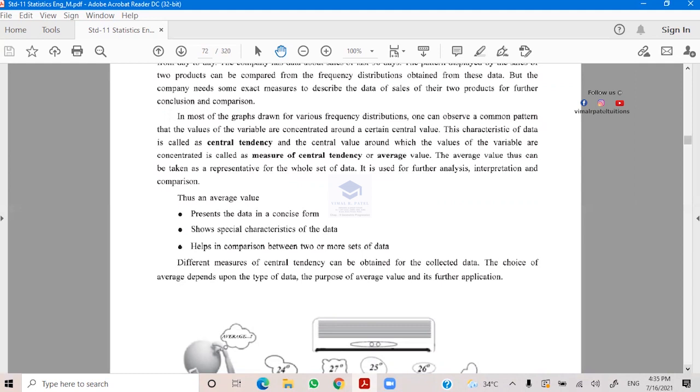Then it shows special characteristics of data. It helps in comparison between two or more sets of data. For example, we are talking about India and China, average income of India and average income of China. From the data regarding average income, that is also known as per capita income, per head income, we will have an idea about which country is superior in terms of income, which country is having more economic development.